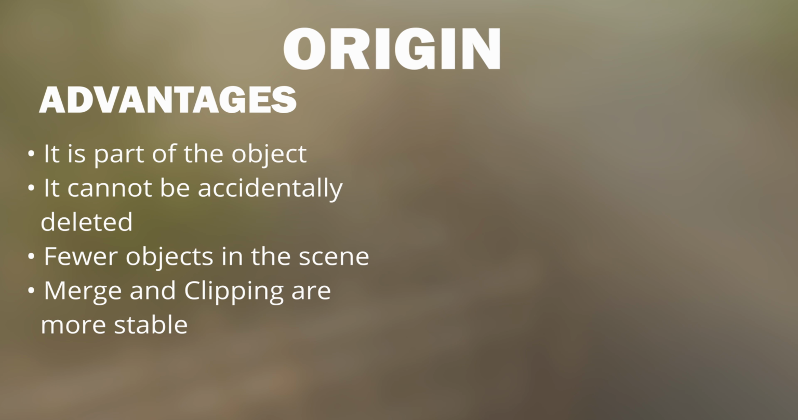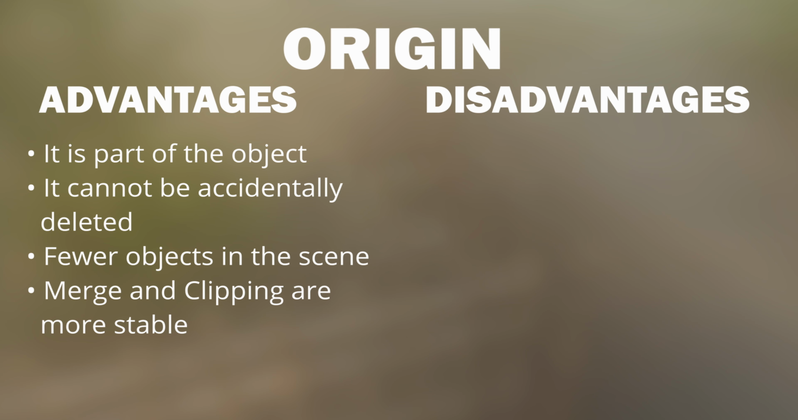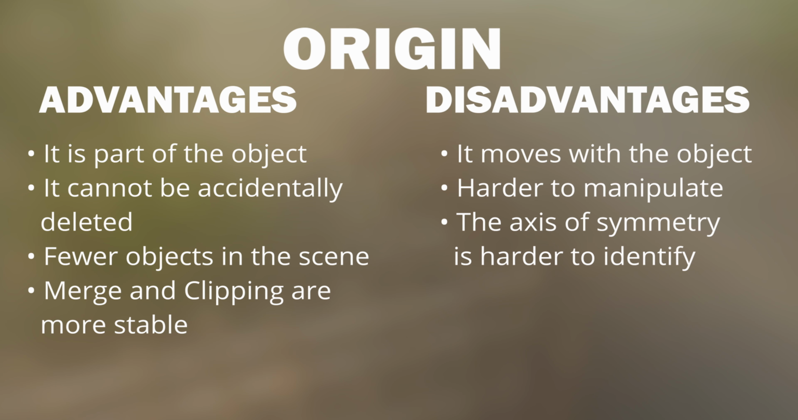Origin. The mirror modifier naturally works with the origin and does so reliably. The origin is part of the object and can never be lost. We cannot accidentally delete it. The advantage is that we don't add another object to the scene, even an empty one, which keeps things more organized. Some functions, such as merge or clipping offered by the mirror modifier, work better and are most stable when we use the origin.